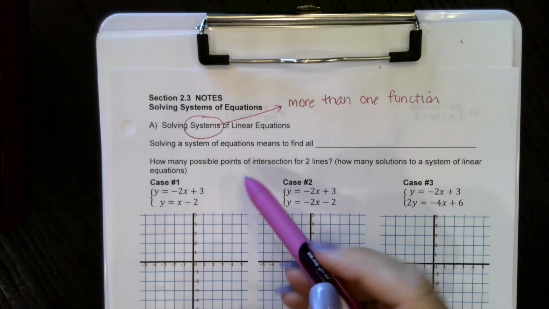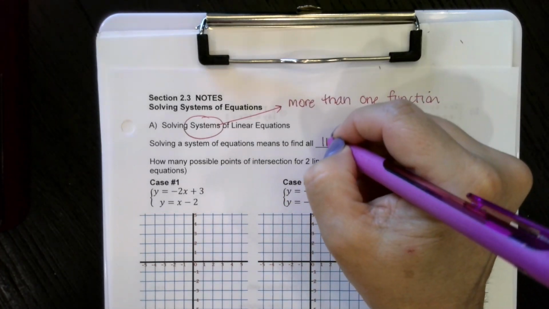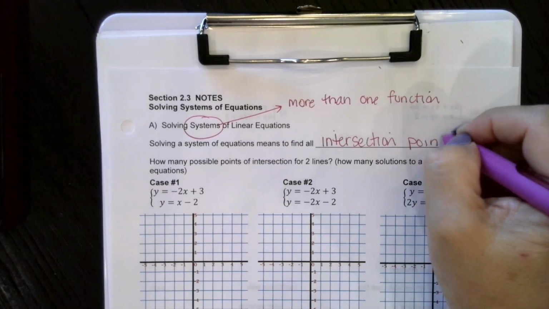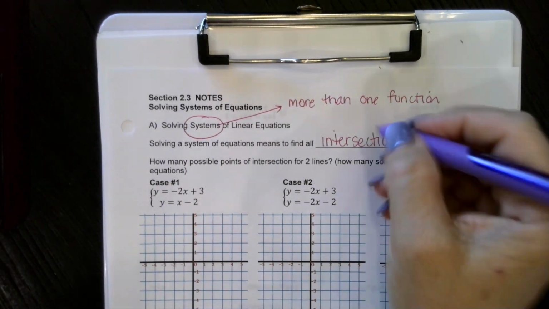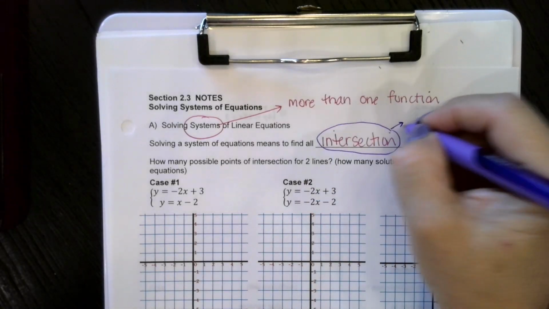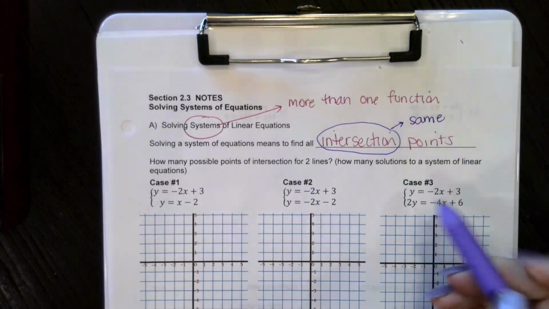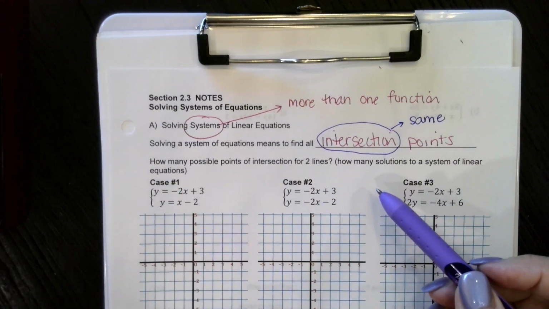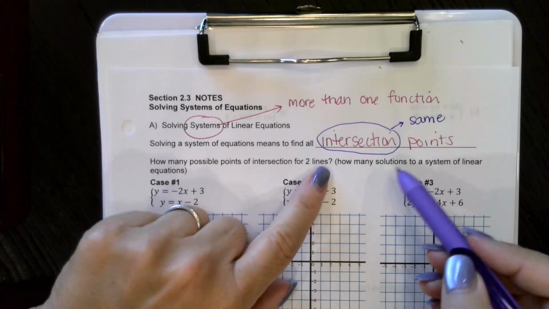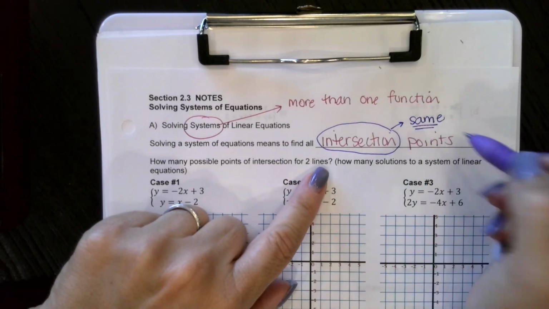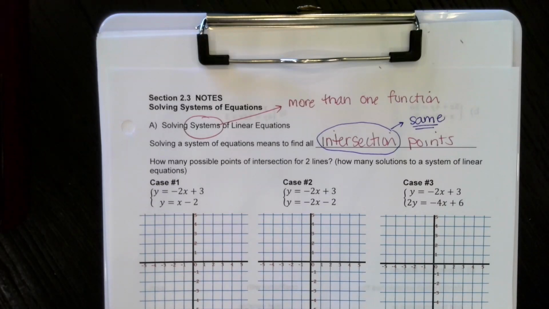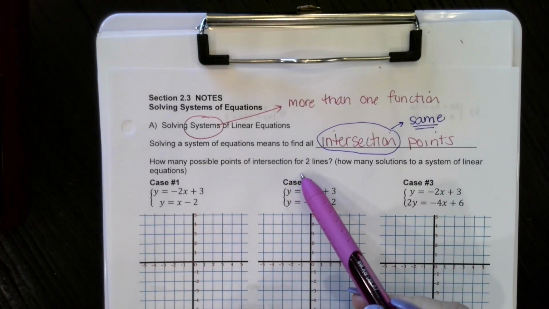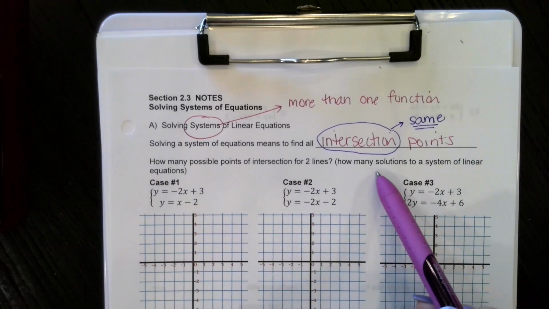So when we're solving a system, that means we want to find all intersection points. Now, graphically, that makes it easy, but this intersection is the same as saying the same points. So on a graph, it's going to be an intersection where these 2 lines, or these 2 functions, are going to cross. If we look at it algebraically, it means where do we have the same point in both of our equations, all right? So it says, how many possible points of intersection for 2 lines, okay? And again, this means how many solutions do we have?